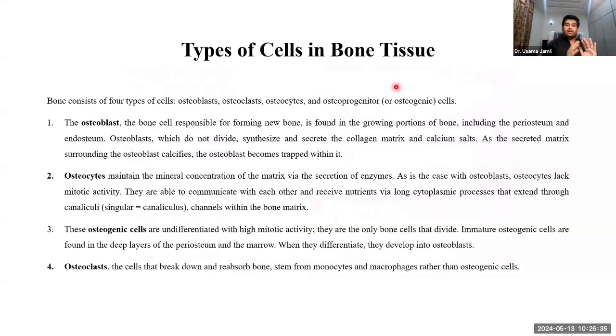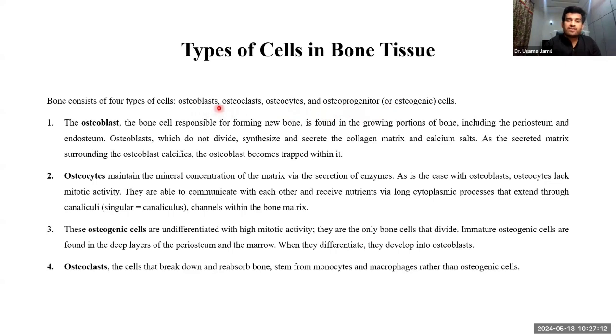Okay, there are different types of cells in the bone tissue. Now we are going to talk about how the bones are made, what is present in the bones, what makes the bones, how the bones maintain themselves, and whenever there is a fracture, how the bone manages to repair itself. So let's see, there are four types of cells: osteoblasts, osteoclasts, osteocytes, as well as osteoprogenitor cells. So let me give an overview of that.